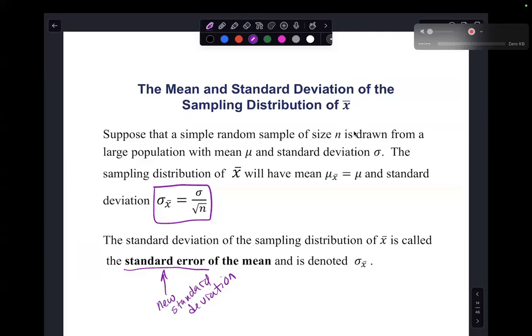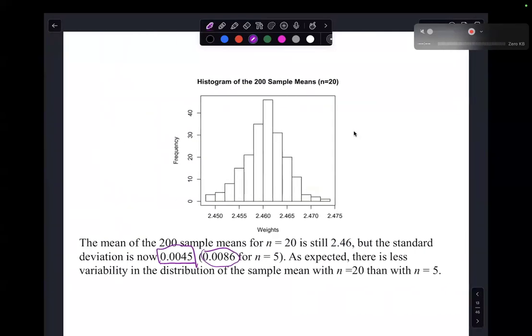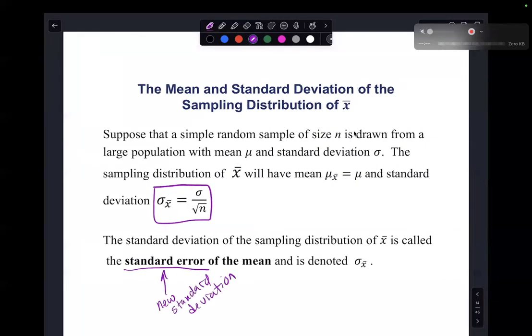So you take the population standard deviation and you divide it by the square root of your sample size. And this is going to give us this number back here. This number right here is the standard deviation of all of my sample means. So sigma divided by the square root of n gives me my standard error, or standard deviation, of this sampling distribution. And we're going to math it out in a minute.